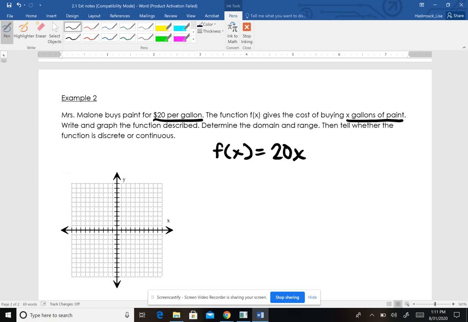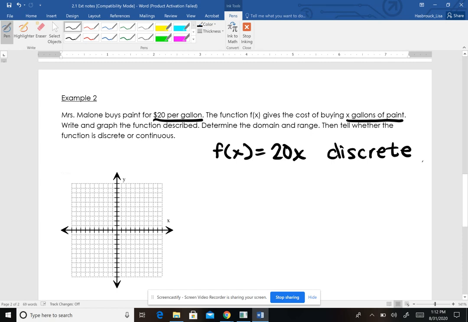When you're buying gallons of paint, you're buying it per gallon. You can't buy 1.15 gallons or 1.37 gallons. So you're going by the whole gallon, which means if you're going by the whole gallon, you can't have all those points in between. So this is going to be a discrete function. It's just going to be a bunch of dots on the graph.